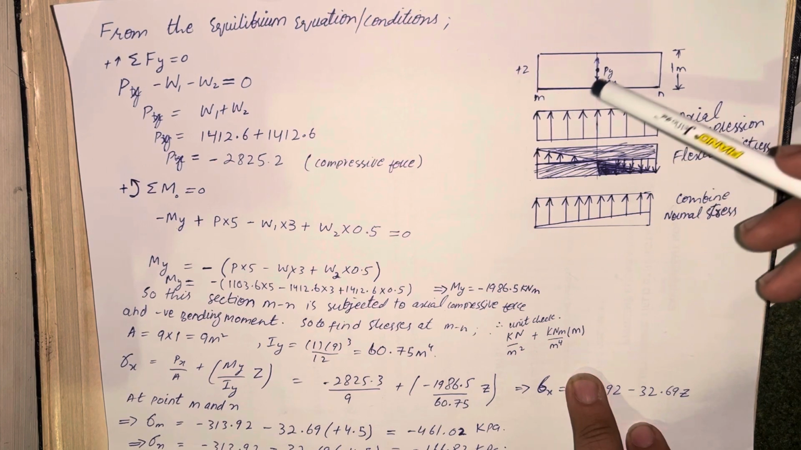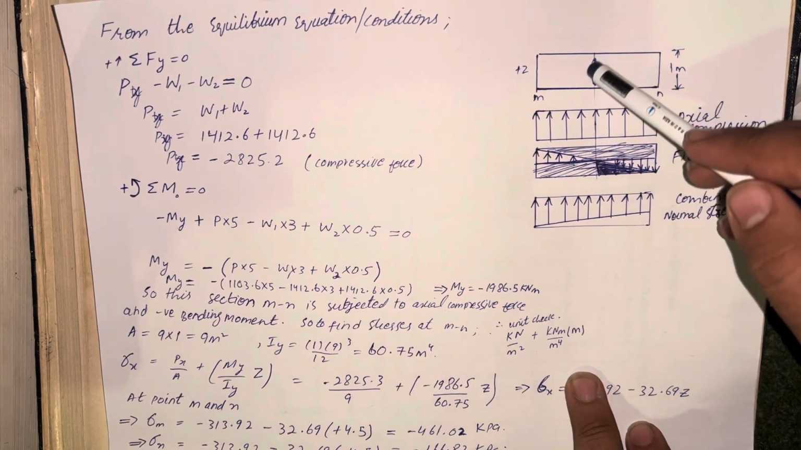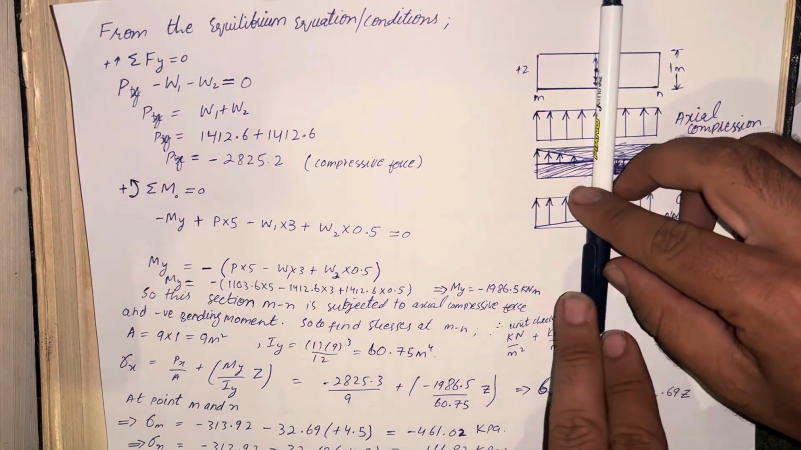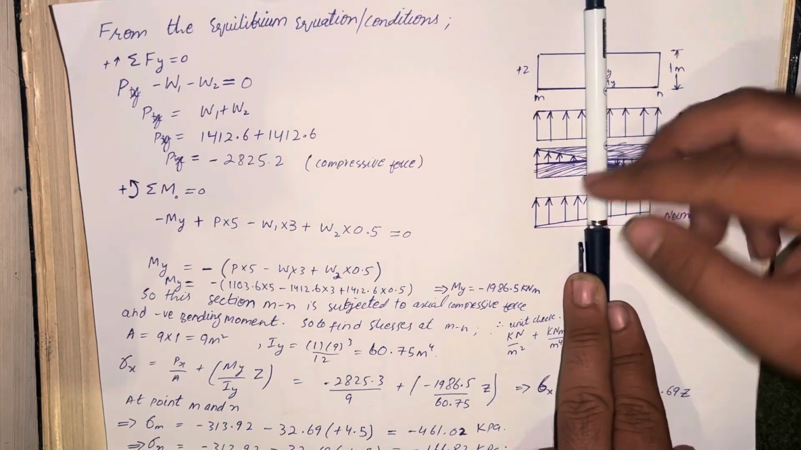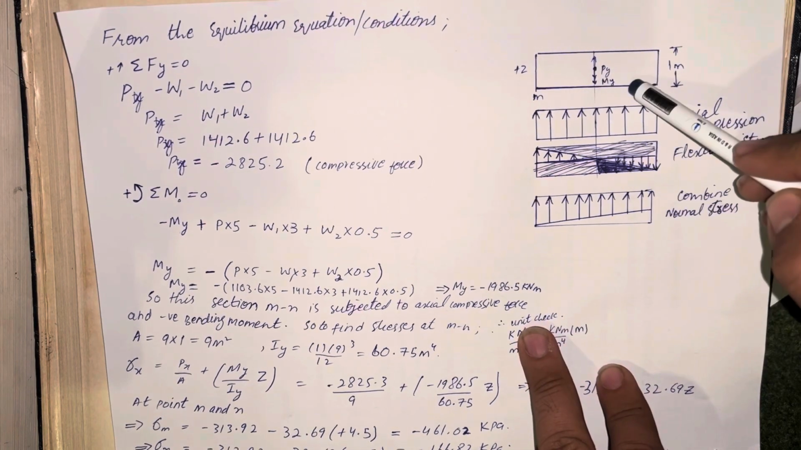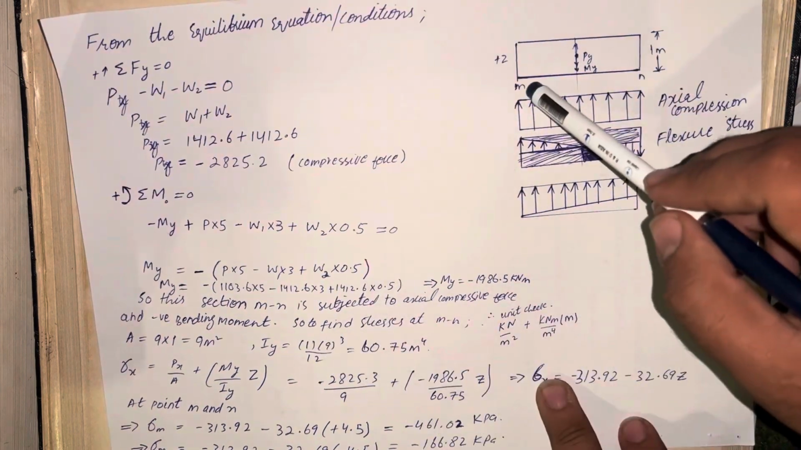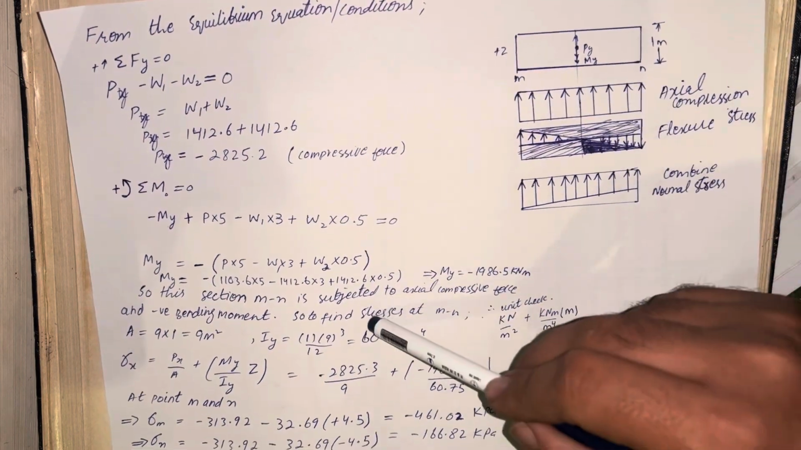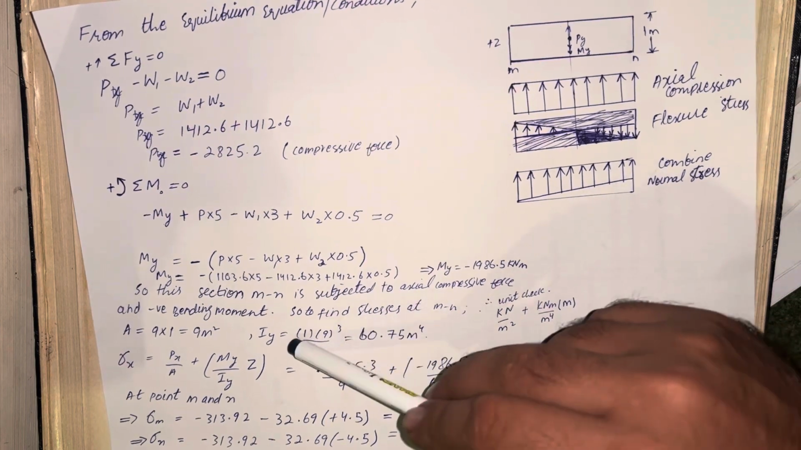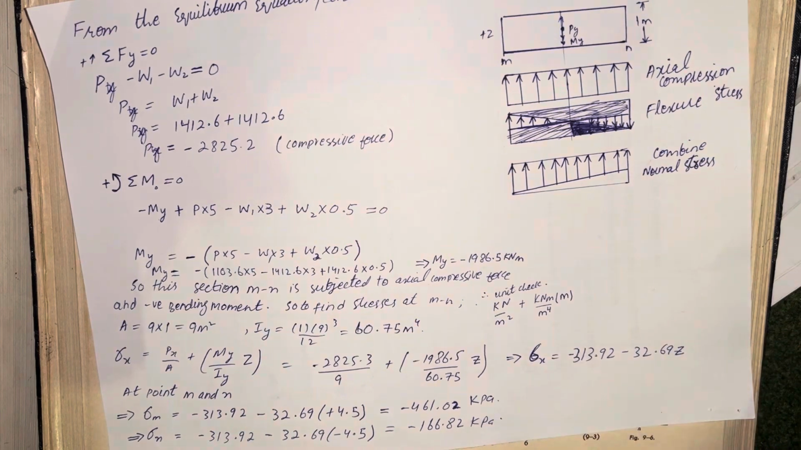So its area will be equal to 9 multiplied by 1. Now the moment of inertia about the y-axis. When you have to find the moment of inertia about the y-axis, the cube component will be its perpendicular component. Here its perpendicular component is the base, so it will become hb cube by 12. Here h is 1 and the base b is 9, so 9 cube by 12. Calculate this, and the moment of inertia about the y-axis will be 60.75 meter raised to the power 4.